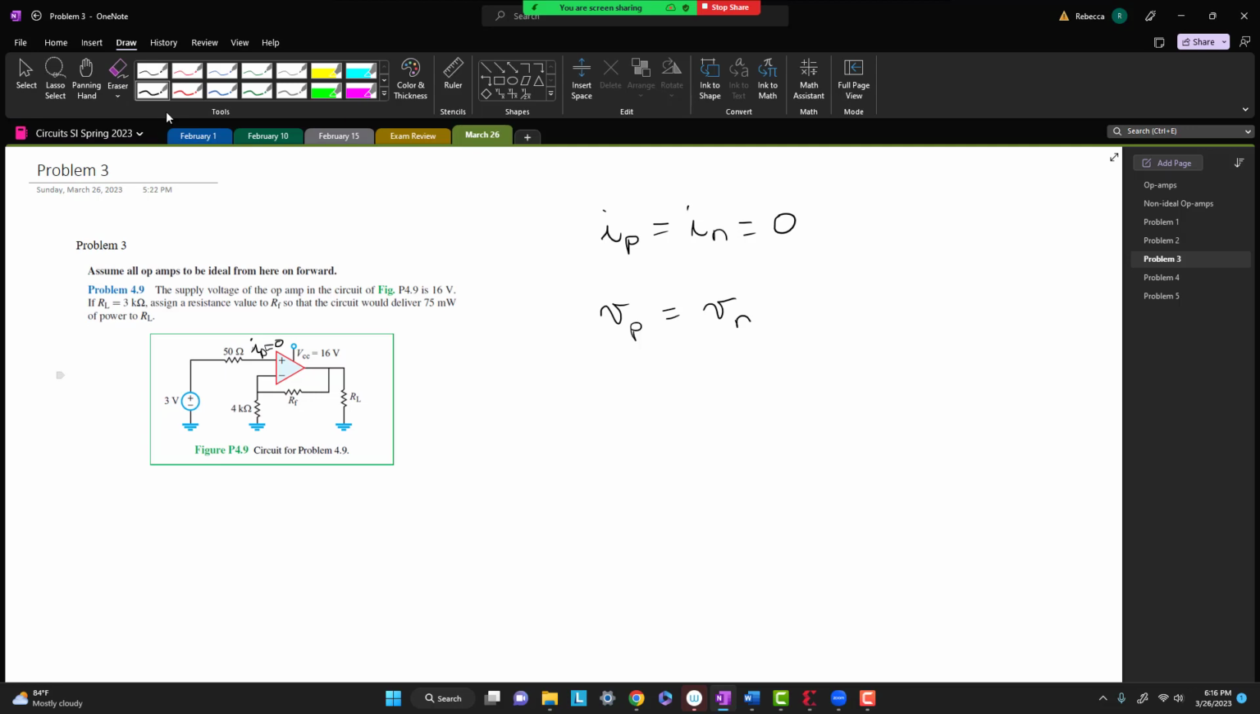So we have no current going into here, but since there is no current going through here, then the voltage everywhere is the same. So we know that VP has to be 3 volts. Well, ideal op amps tell us that VN also has to be 3 volts. All right, so we know we have 3 volts right there.